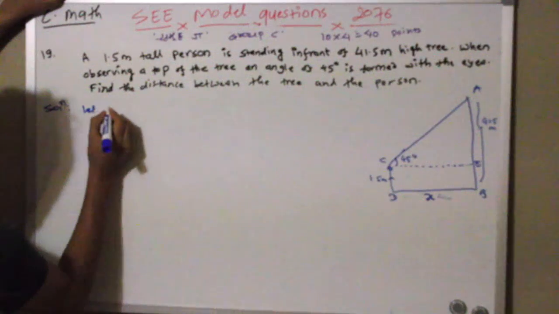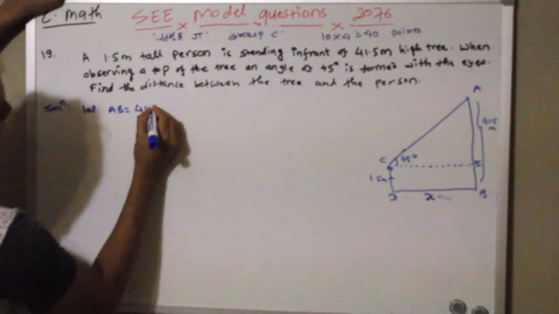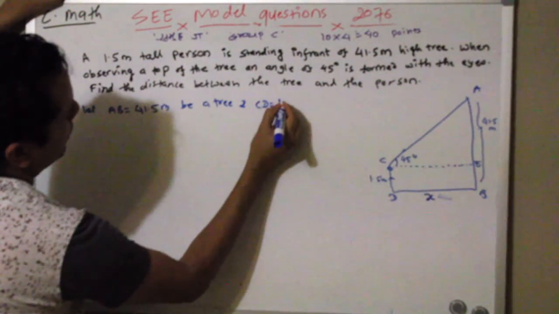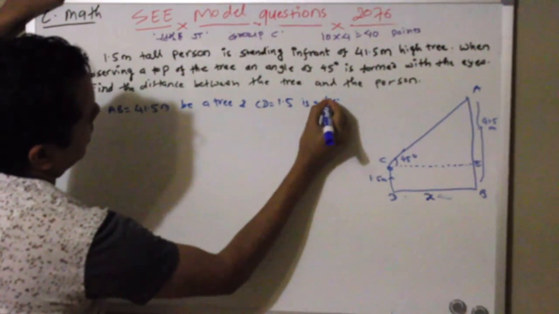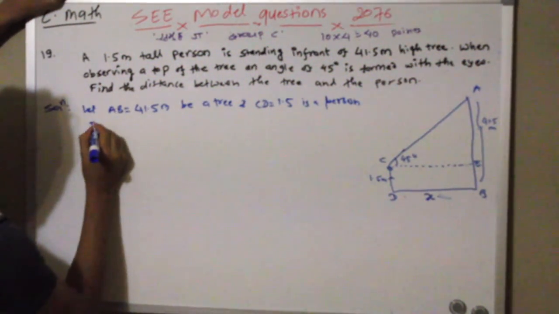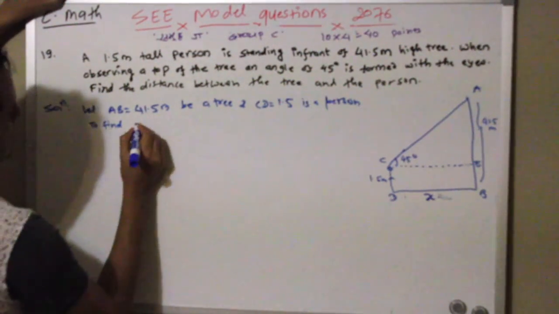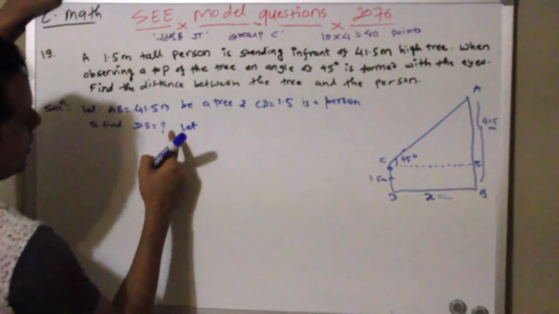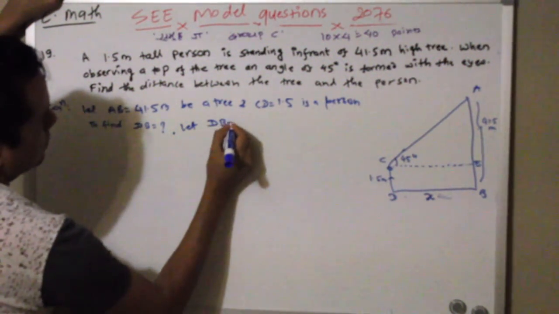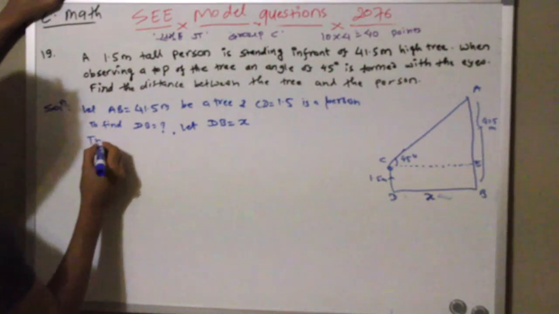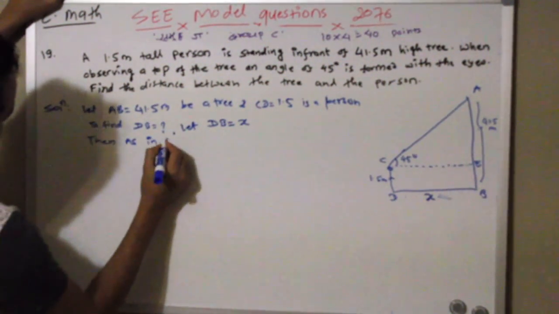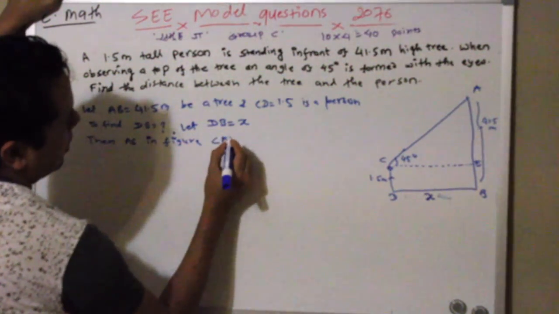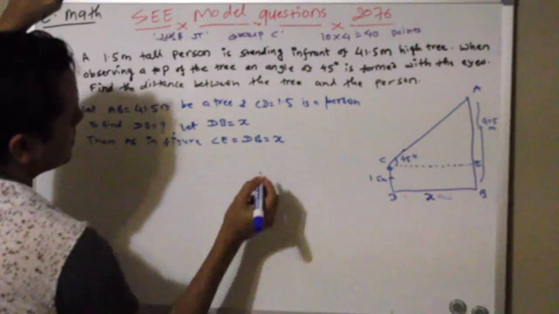Let AB equal 41.5 meter be the tree, and CD equal 1.5 be the person. To find DB equals what? Due to the space I'm writing here, let DB equal x. Then, as in the figure, CE equals DB, which equals x.